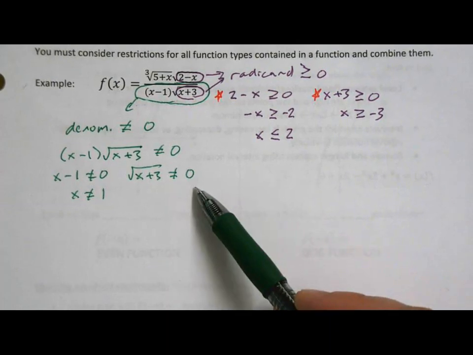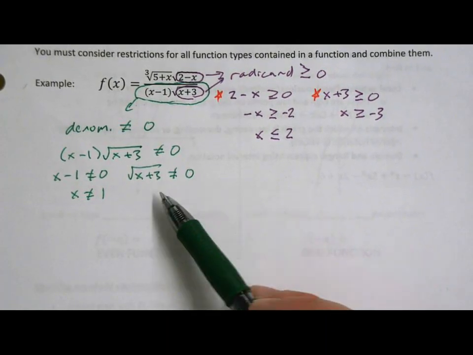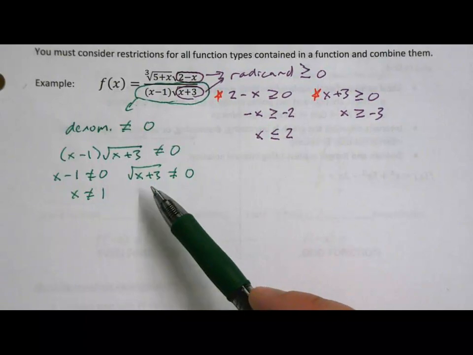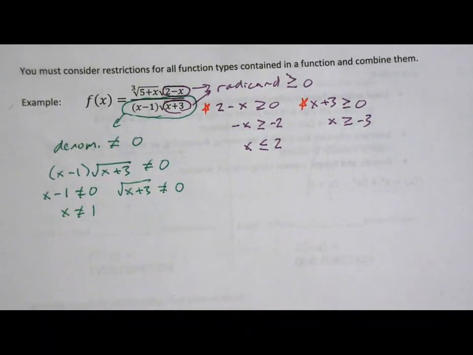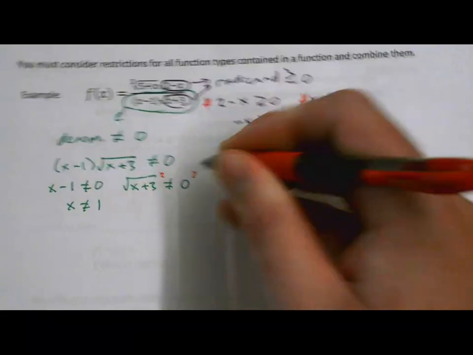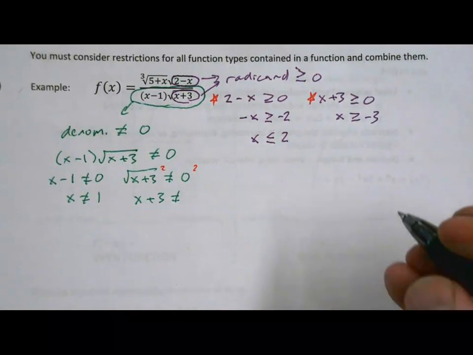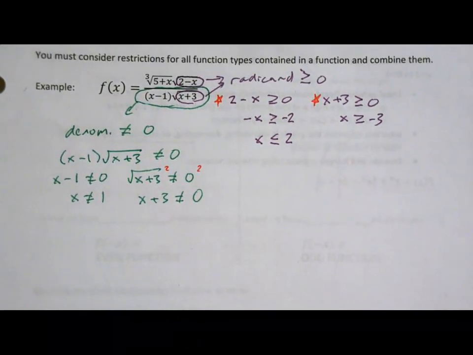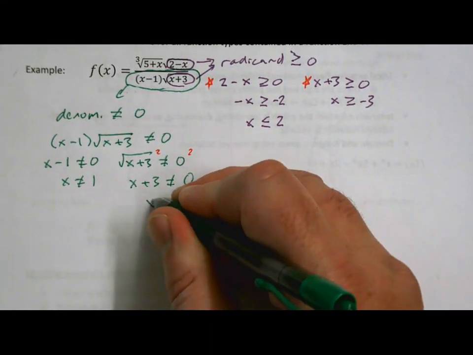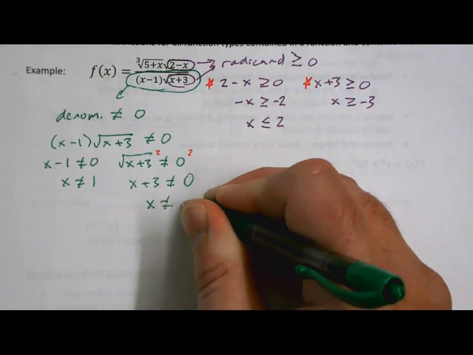How would you solve this one? How would you get rid of the square root? Yeah, square both sides. That would give you x plus 3 not equal to 0 squared, which is still 0. And then minus 3 on both sides, and we got x not equal to negative 3.